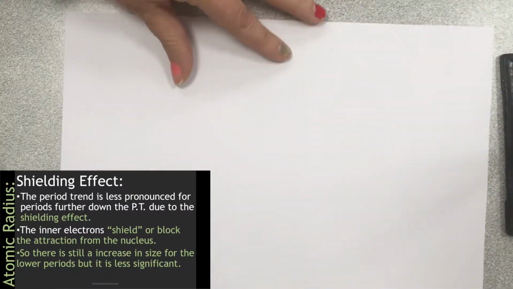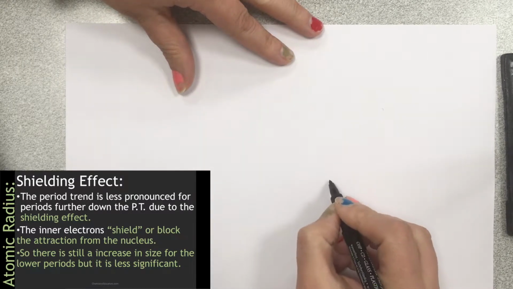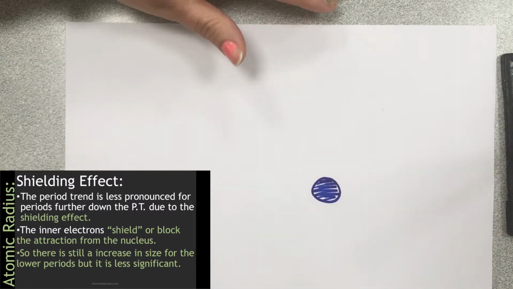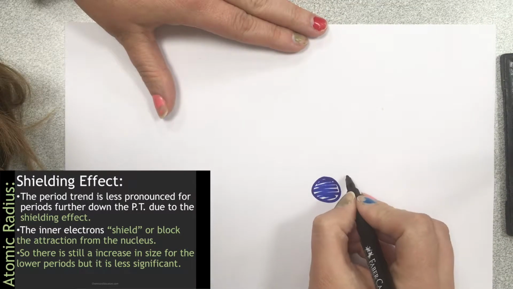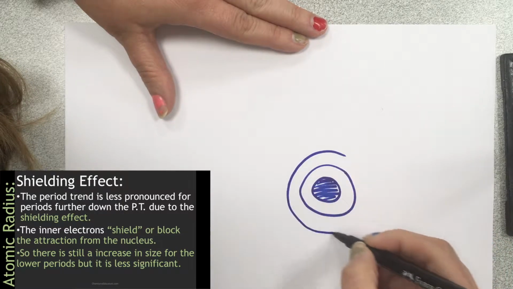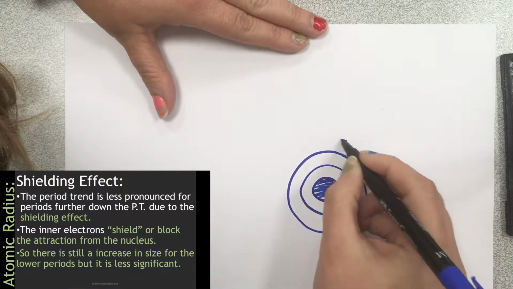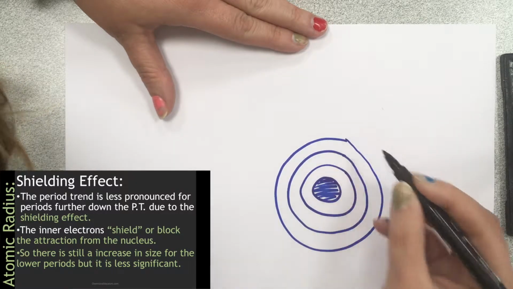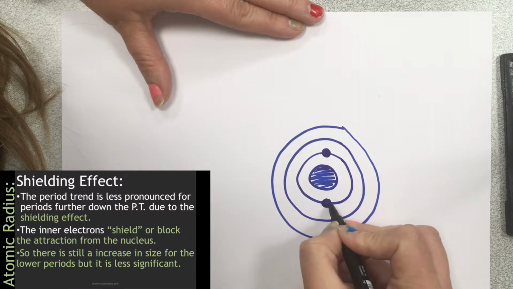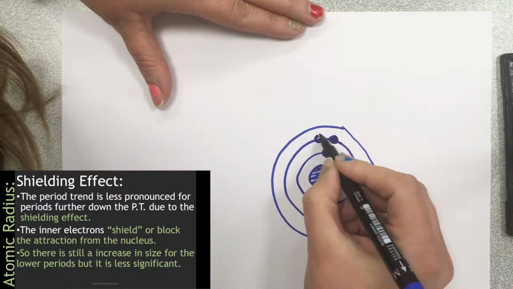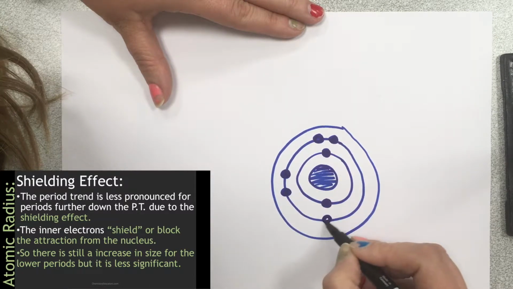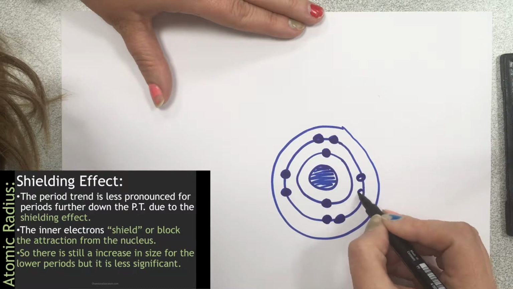So again, let's just draw something. We're going to draw just a solid nucleus. We're not going to have protons in there. We're going to draw a solid nucleus, and we have energy levels. So let's just draw one with a couple of energy shells. So we have 2 electrons on the first energy level. That's the maximum it can have. And then we have 8 on the second one.